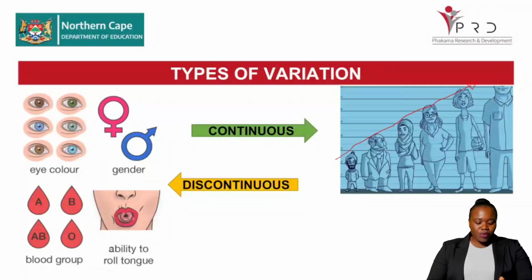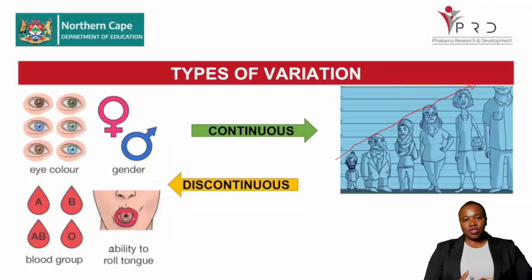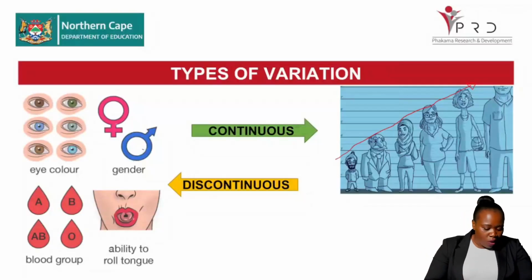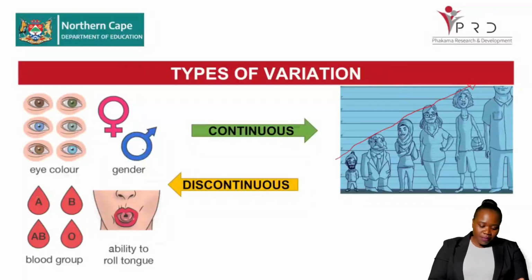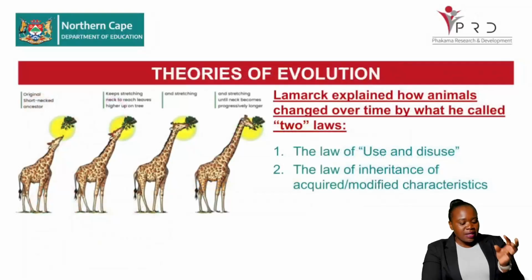Whereas with discontinuous, there isn't a range of different characteristics. You can have this or that, nothing in between. You can have a male or a female, nothing in between. You can have brown or blue eyes. There isn't any in between the blue and the brown. Blood groups as well, there isn't in between. The ability to roll your tongue, you either roll your tongue or you don't. There isn't anything in between the rolling and being unable to roll.